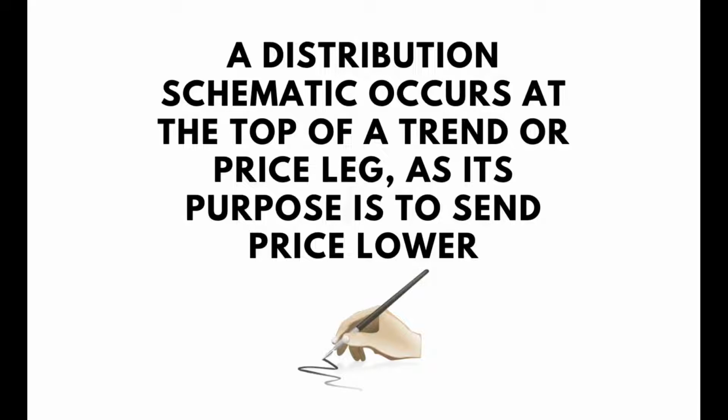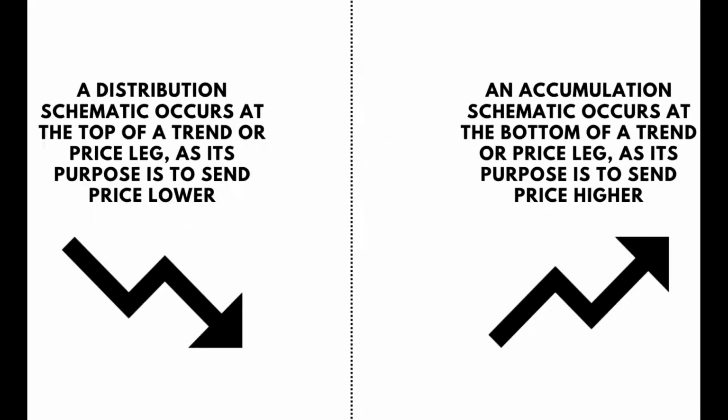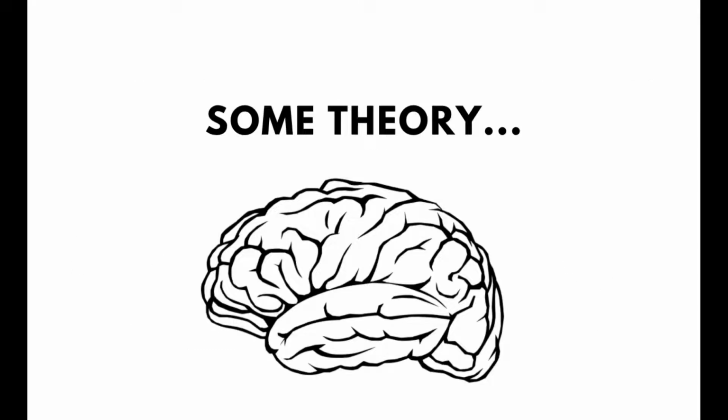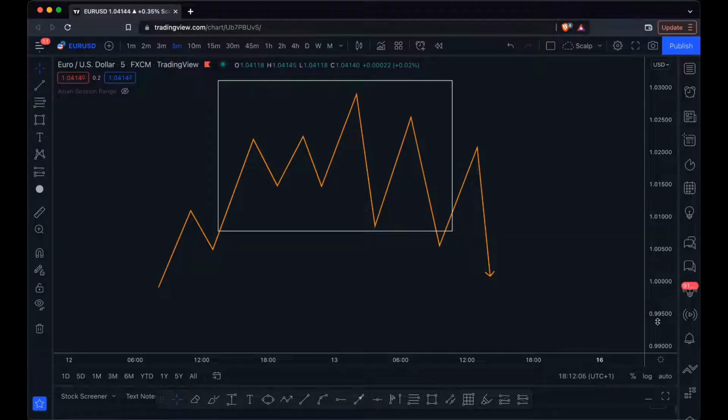So let's start off with a definition of what a distribution schematic is. A distribution schematic occurs at the top of a trend or price leg, as its purpose is to send price lower. If you compare this definition with the definition of an accumulation schematic, you'll see it is the exact opposite. So now let's go over some theory. Again, this is a raw example, but let's start to annotate it and understand what is going on, just as we did with the other video about accumulation schematic.